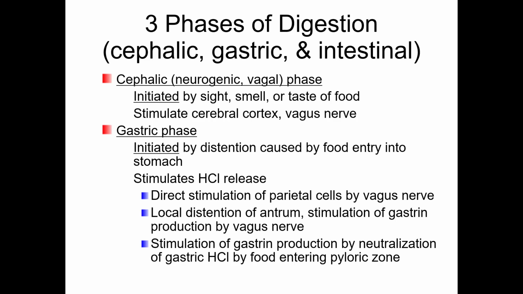Gastric phase is initiated by distension caused by food entry into the stomach. So while cephalic happens when you just smell food or you're looking at food, sometimes even when you're thinking about food, the gastric phase doesn't happen until it actually enters into the stomach. It stimulates the release of hydrochloric acid, which causes the direct stimulation of parietal cells by the vagus nerve, local distension of the antrum, stimulation of gastrin production by the vagus nerve, stimulation of gastrin production by neutralization of gastric HCl by food entering into the pyloric zone.